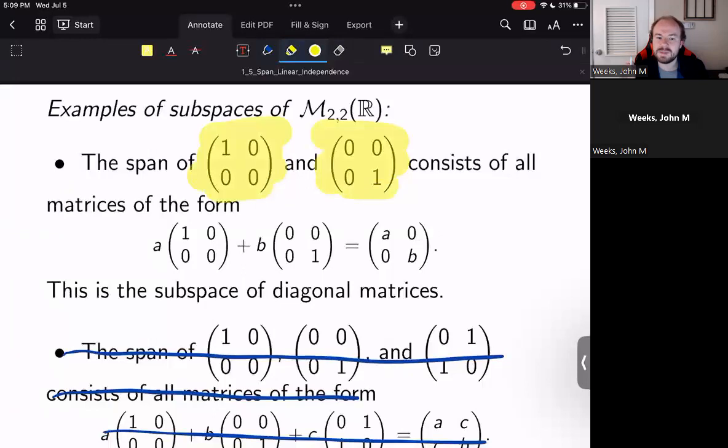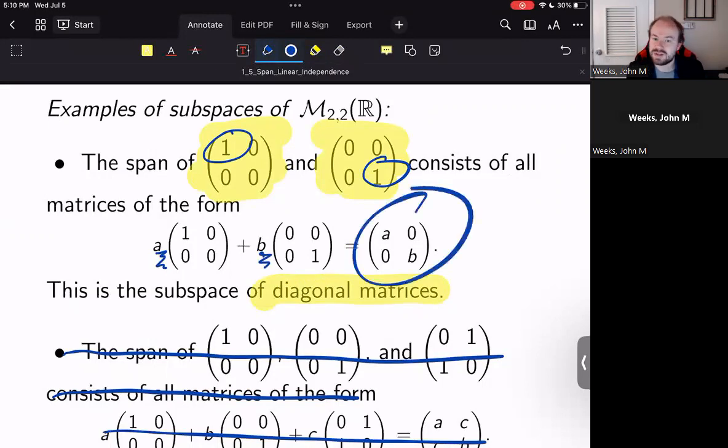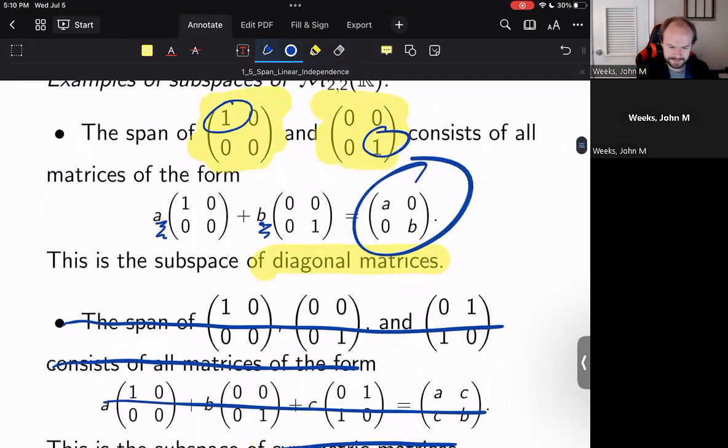If you take the span of everything of this form, you get what is known as the subspace of diagonal matrices. Diagonal because the only place where these can be non-zero is on the diagonal. And in fact, you can get any element on the diagonal that you would like. If you want it in the top left corner, you just multiply your first spanning element by A. And then you multiply your second spanning element by B. That gives you whatever you want in the bottom right corner. So that gets you any diagonal matrix that you would like in this space.